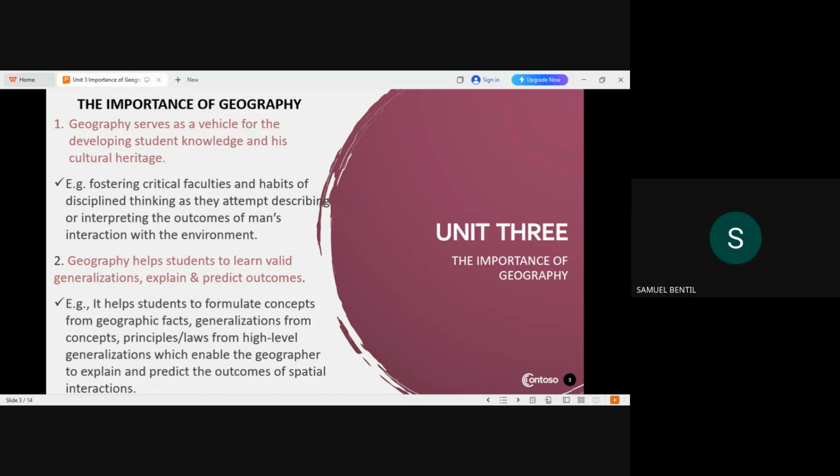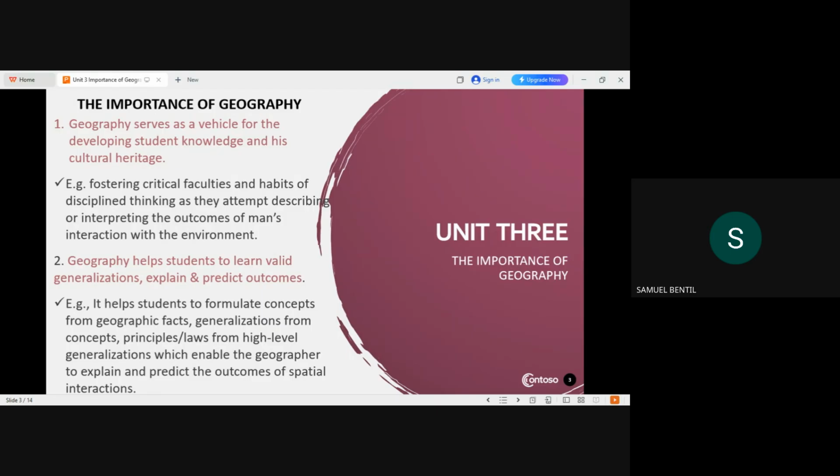You see, when there is an event and you take the learners to the field, they observe. As they observe, they are expected to ask basic questions, and using the observations, they tend to also describe. And as they describe what has happened, they try to interpret and to make an informed decision. That's why we are saying that it's a vehicle for developing student knowledge and cultural heritage. You can also say that geography helps students to learn valid generalization, explain or predict outcomes, which one of you have already said. You have learned about concepts, facts, generalization, and all these things. The knowledge will help a geography student to formulate concepts from the specific geographical facts and some generalization.